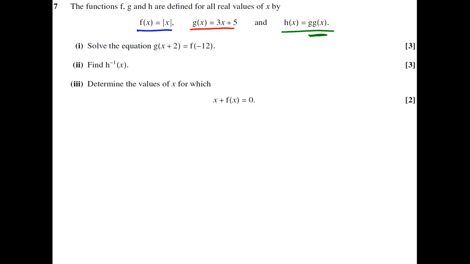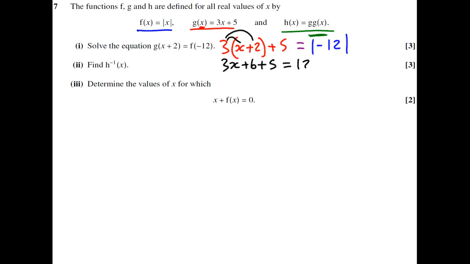Okay? So g of x plus 2 means instead of x, you're putting in x plus 2. So instead of x, x plus 2. And that equals the modulus of minus 12. Modulus means you take the positive version of it. So we're just going to have that as 12. Okay, and we can expand these brackets. 3x plus 6 plus 5 equals 12. We know what 6 plus 5 is. That is 11. Okay, take away 11, divide by 3. x is a third.